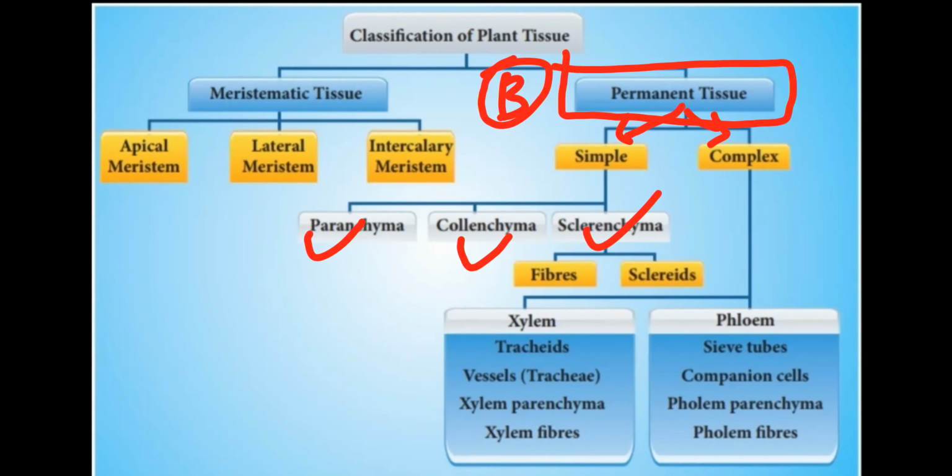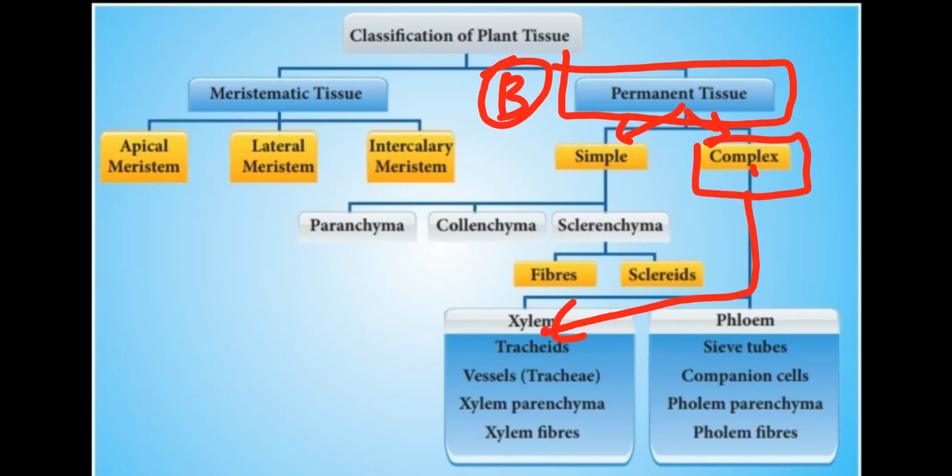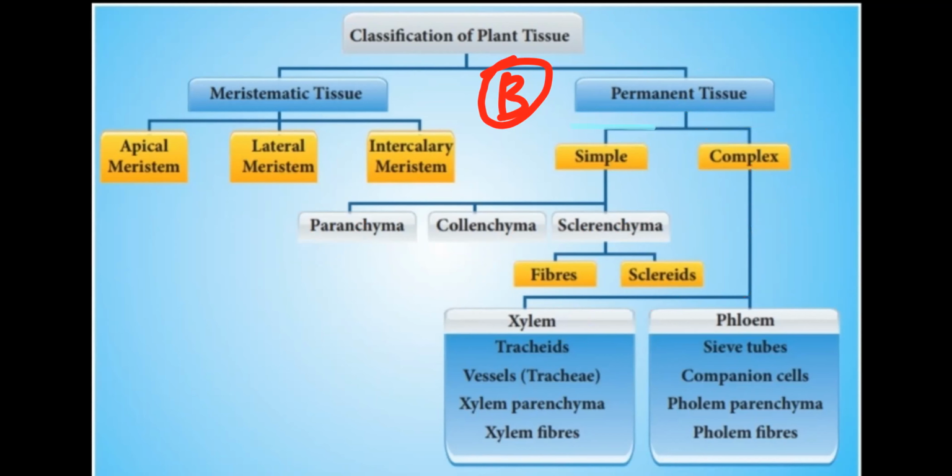On the other hand, the complex permanent tissues are of two types, that they are xylem and phloem. See, the xylem and phloem are meant for transportation of materials, whereas simple permanent tissues are given varieties of other functions. This complex permanent tissues are made up of more than one different types of components.